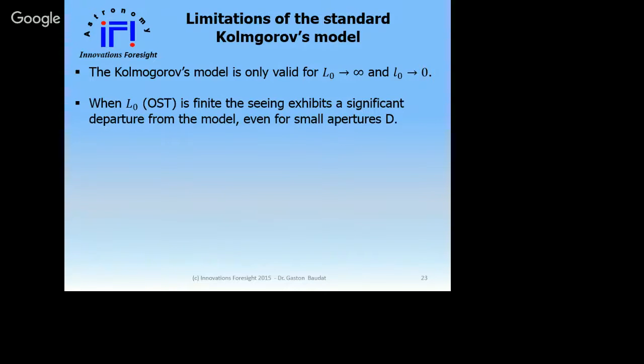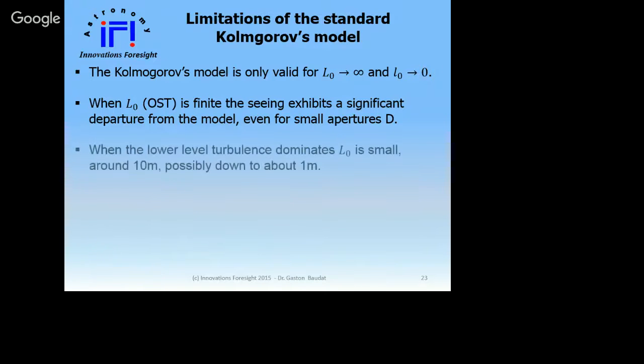So when the L0 is finite, the seeing may be quite different from what the model of Kolmogorov predicts and the reality, even for a small aperture. When the lower turbulence dominates, so when the seeing is good, which is when the seeing is mainly coming from the near ground turbulence and there is very little wind, then the L0 can be pretty small, 10 meters, sometimes down to a few meters. So it's very far from infinity, and the model is very wrong. So the Kolmogorov model is worse and worse when the seeing is better and better.